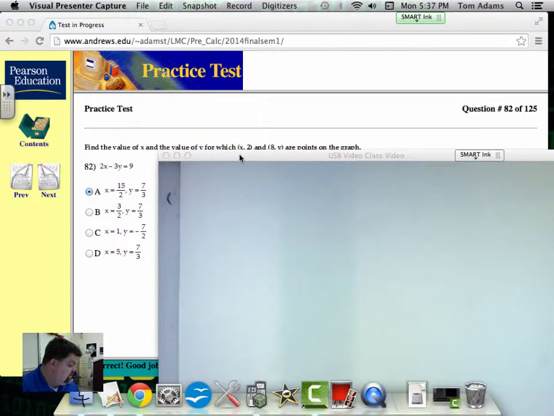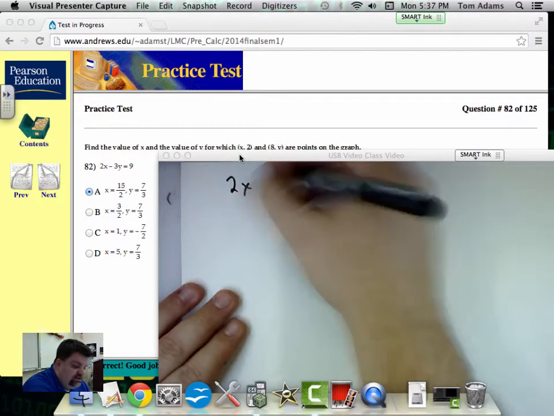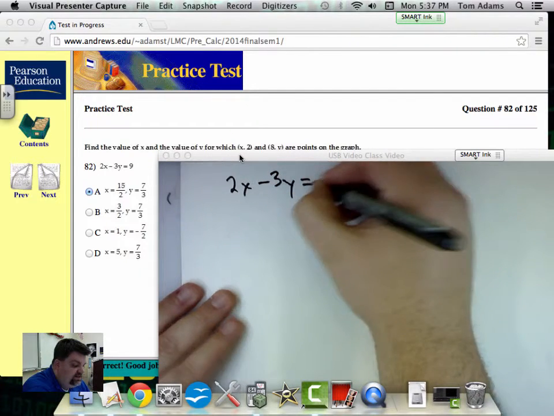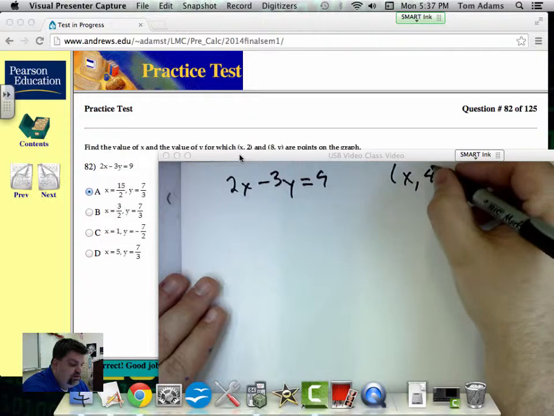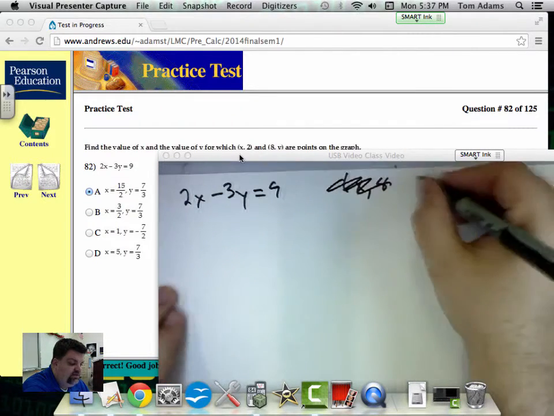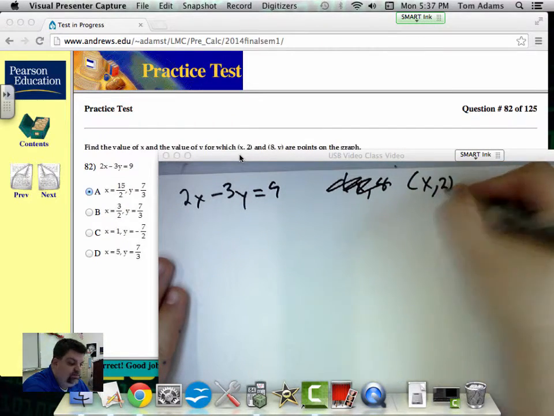All right, this is easier than you think. I have 2x minus 3y is equal to 9. And what we need to find are x values. Whoops, I wrote that down wrong. (x, 2) and (8, y).